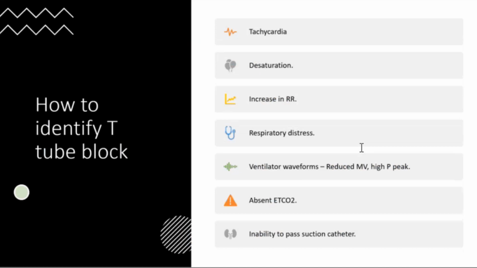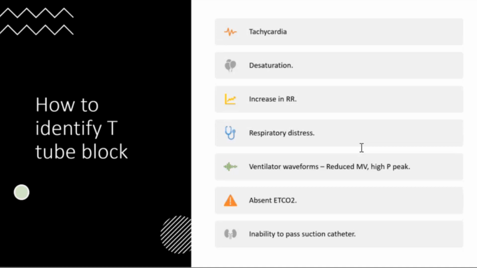So how will you identify tube block, especially for the residents working in the wards? You have a tracheostomy patient who was stable in the day, night. Suddenly the patient has deteriorated. So you need to look for signs and symptoms of tube block. The patient may be tachycardic. Obviously there is no ventilation going on, so they will be desaturating. The work of breathing is definitely high. The patient is struggling to breathe, will be tachypneic, in respiratory distress, using accessory muscles. Nasal flaring may be there.